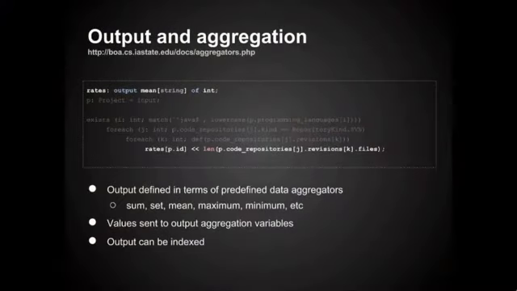Output is defined in terms of predefined data aggregators like sum, set, mean, maximum, minimum, etc. Values are sent to output aggregate variables. So an example of output is declared here. This says rates is an output, and this rates is going to be computed by computing a mean indexed by the string sent to it, and this mean will essentially be an integer.